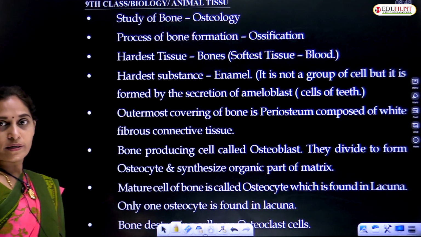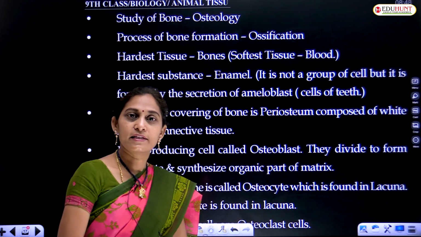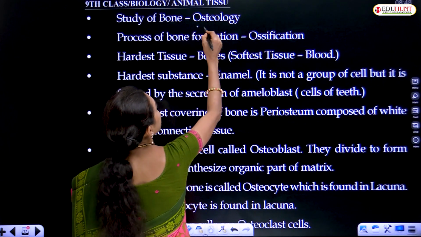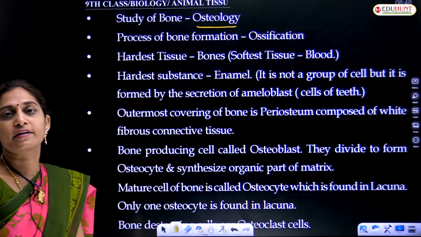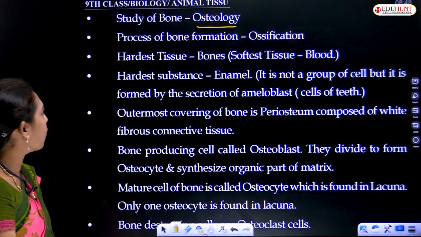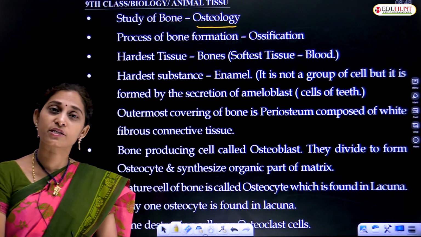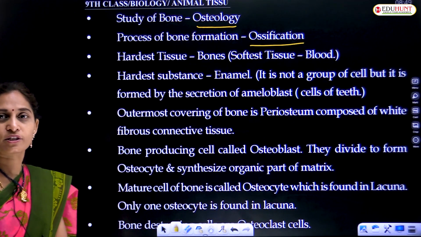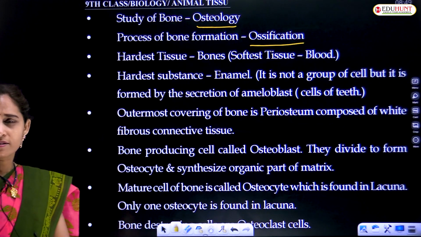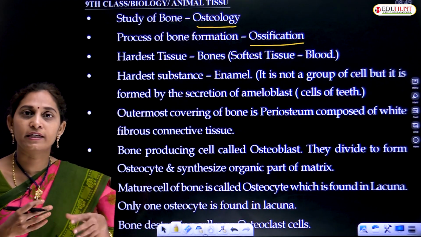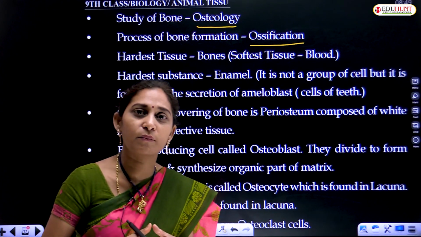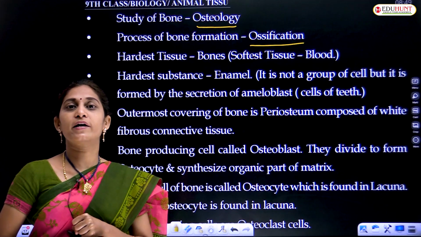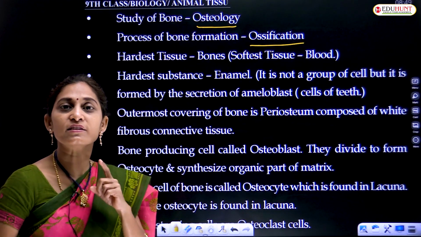And what is the study that deals with the bone? Called osteology. Osteology is the science that deals with the study of the bones, and the process of bone formation is known as the ossification. Ossification is nothing but the formation of bone, and hardest tissue is the bone in our body. What is the hardest tissue of the body? That is the bone.